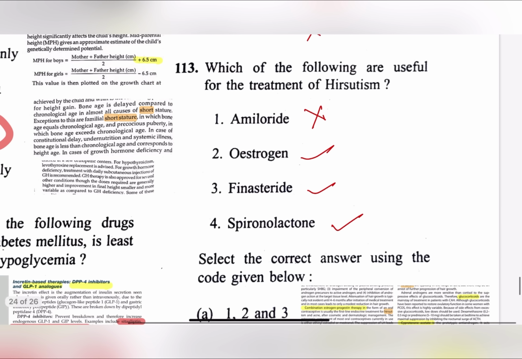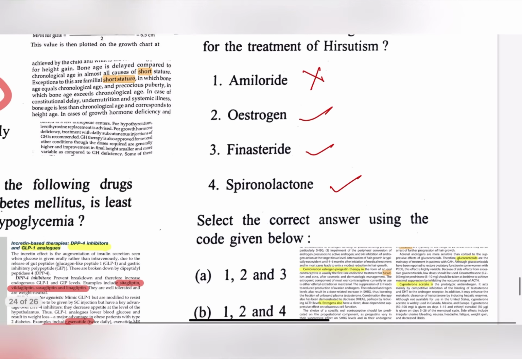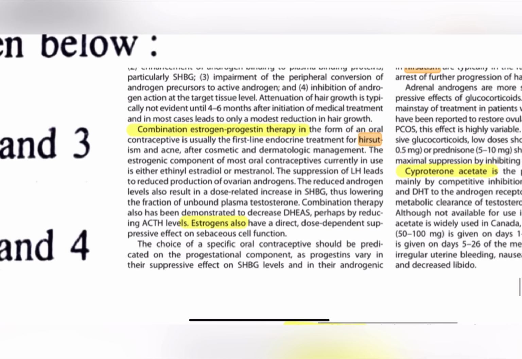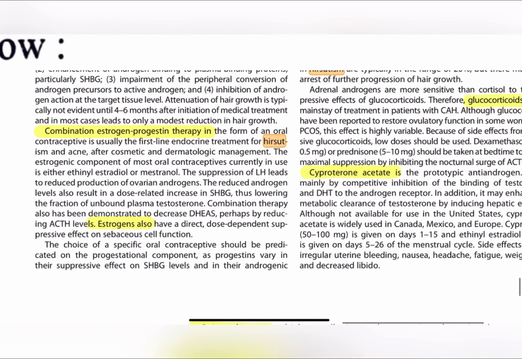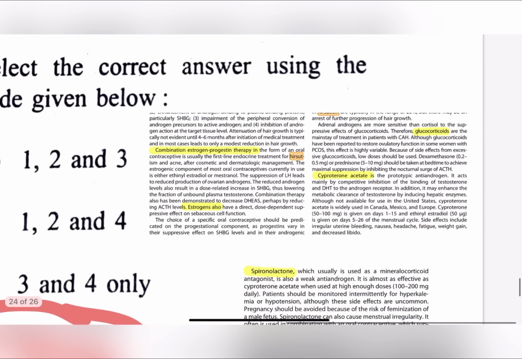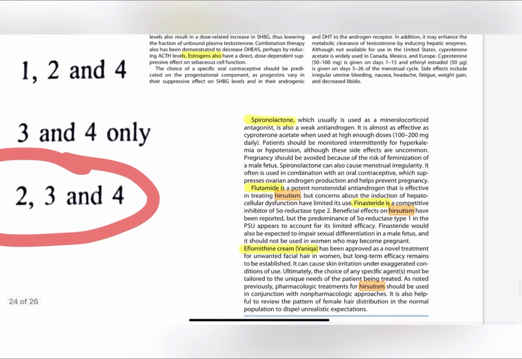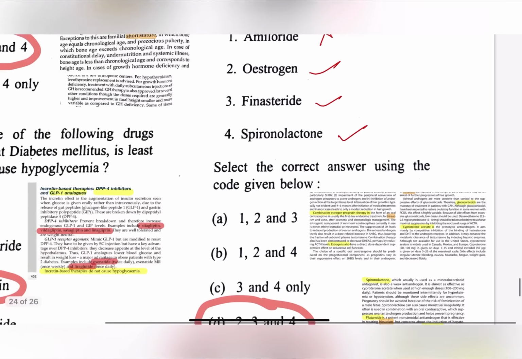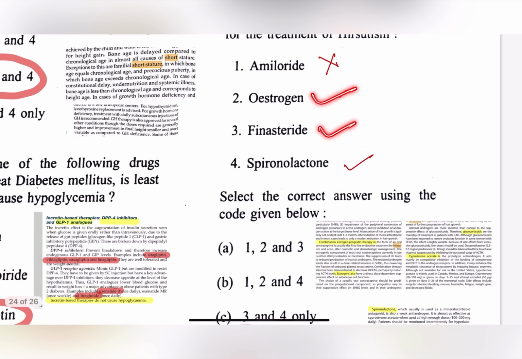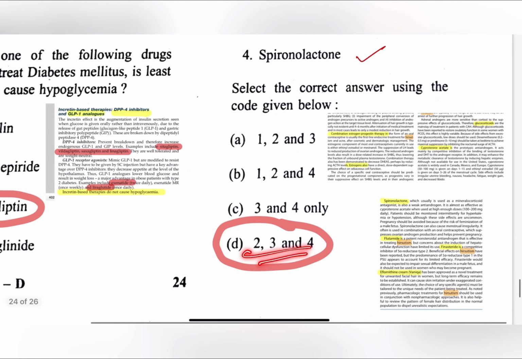Next is, which of the following are useful for the treatment of hirsutism? In hirsutism we use a combination of estrogen progesterone therapy. Estrogen alone also has a direct dose-dependent effect on sebaceous cell function. Then we have glucocorticoids, cyproterone acetate, spironolactone, flutamide, finasteride and eflornithine cream. So what we have in options are estrogen, finasteride, spironolactone. There is no role of amyloid in hirsutism. So the answer for this is 2, 3 and 4.